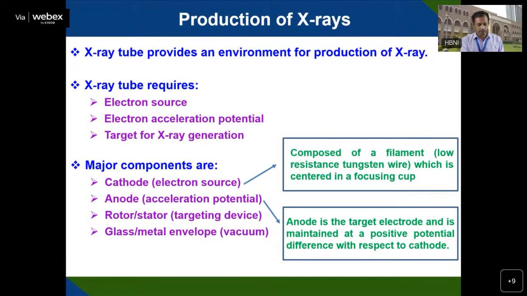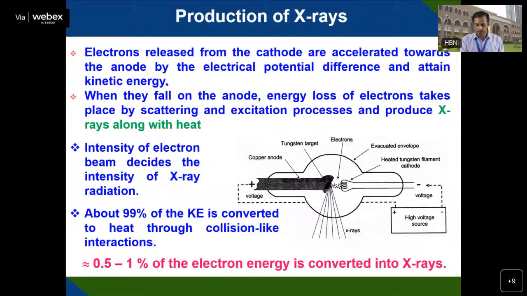The major components are the cathode, the electron source, composed of a filament of low resistance tungsten wire. Then you have the anode, which provides the accelerating potential. The anode is a target electrode and is maintained at a positive potential so that electrons migrate towards it. Then you have a rotor or starter targeting device. Depending upon the angle, you need a rotator and a metal envelope. You can see here the metal envelope, inside which the X-rays are generally produced.